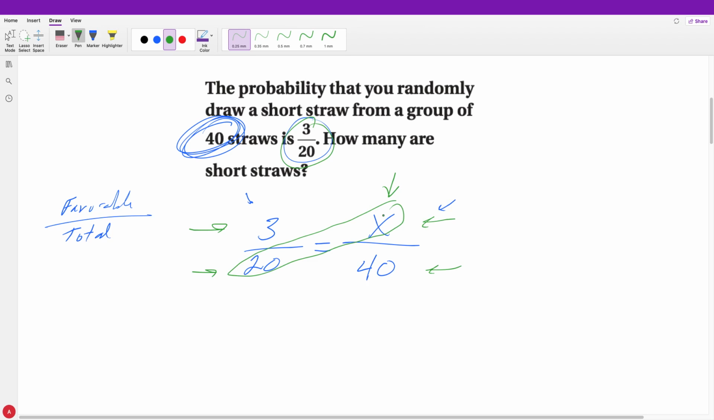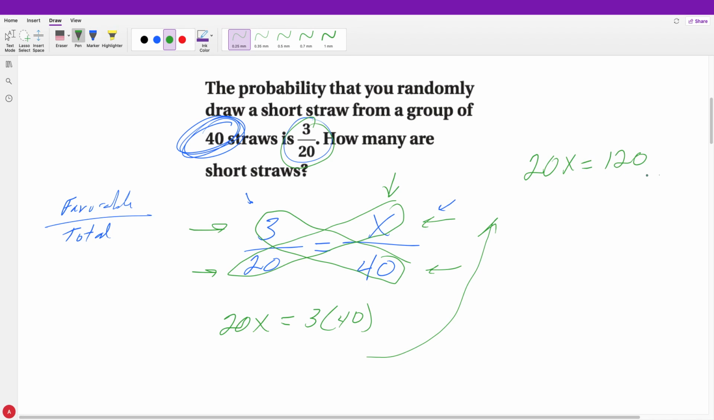Then we can just go ahead and cross multiply and get 20x is equal to, well, 3 times 40. So then we get 20x is, I'm going to write it up here because I'm running out of space. So 20x is equal to 120. Divide by 20. X is then equal to 6. So that means that we have a total of 6 short straws.